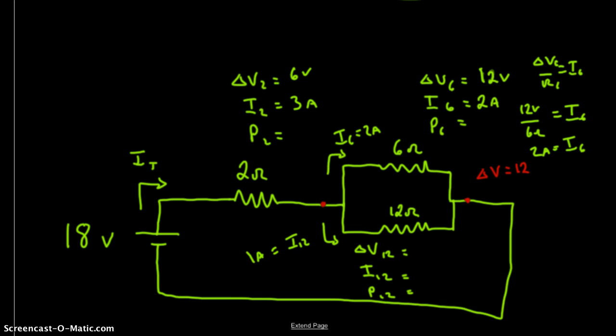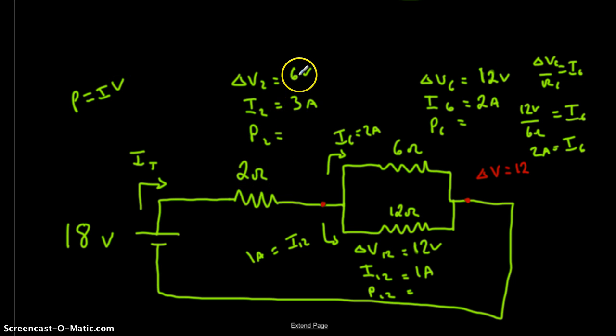So now we know all the information. We know 2 pieces of the information also for the 12 ohm resistor. We know we've got our 12 volts across it, and we know we have 1 amp across it. So the only thing left to calculate for each of these is the power, and remember that power is equal to current times voltage. So it's pretty simple.